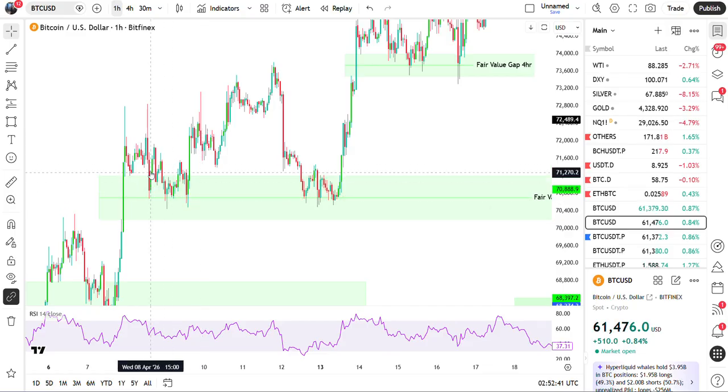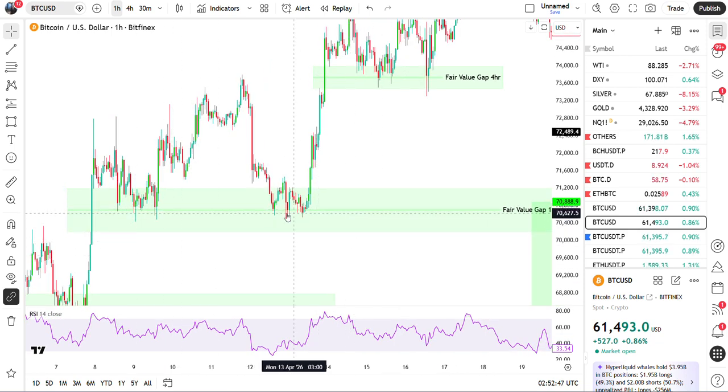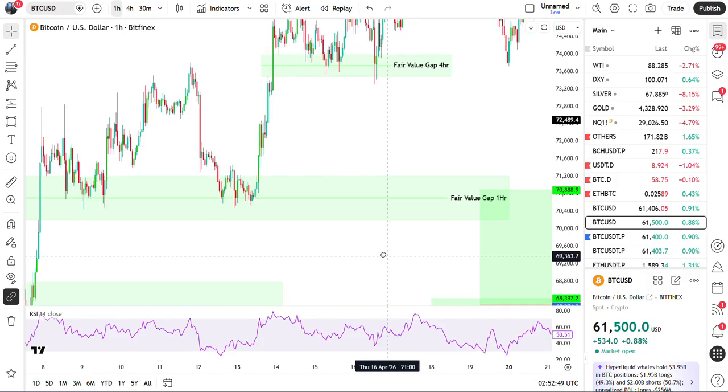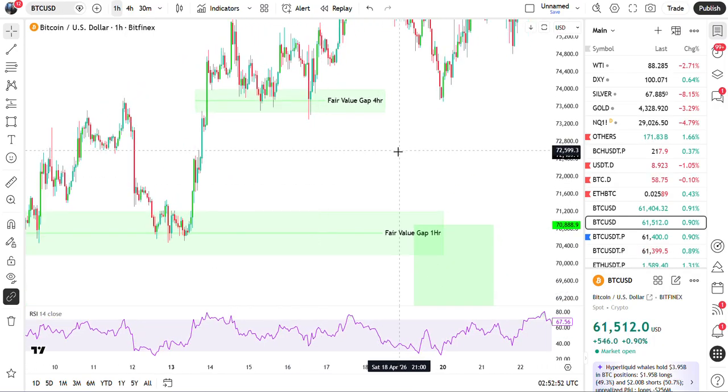Typically, once it's filled, that's it. Don't trust the second test, but in this scenario, this was like a double bottom. The imbalance had already been filled.